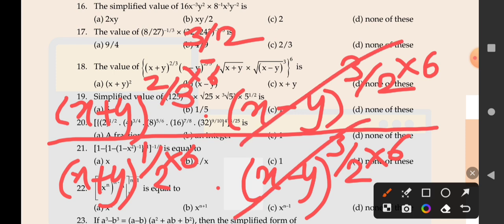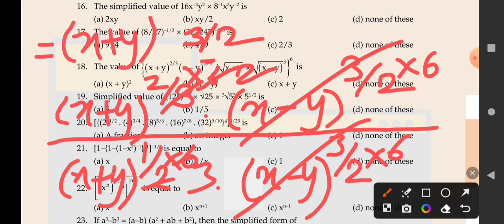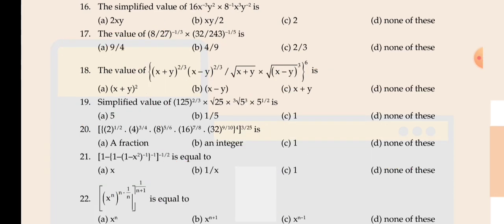So in both numerator and denominator we cut x minus y whole raised to 3 by 2 into 6, and this becomes 3 ones are 3, 3 twos are 6, and 2 ones are 2, 2 threes are 6. So x plus y whole raised to 4 divided by x plus y whole raised to 3 is equal to x plus y. Option number C.